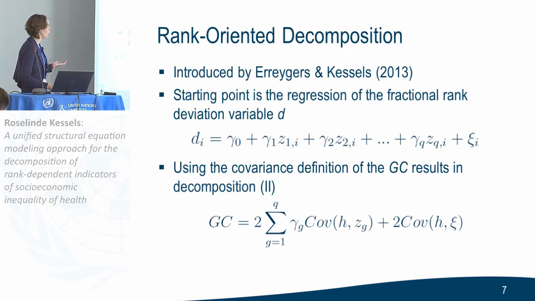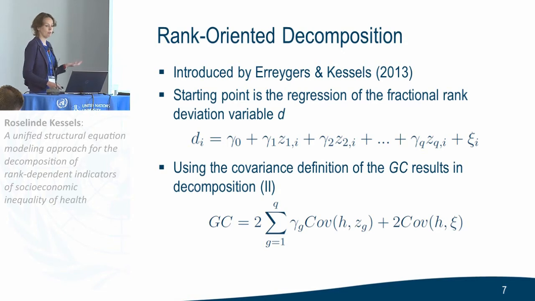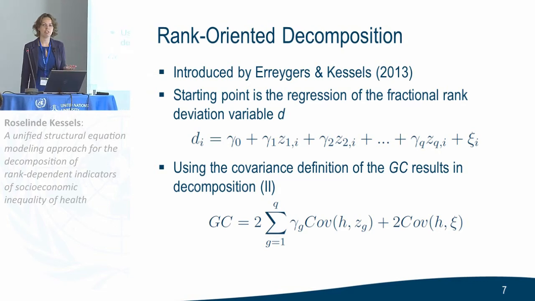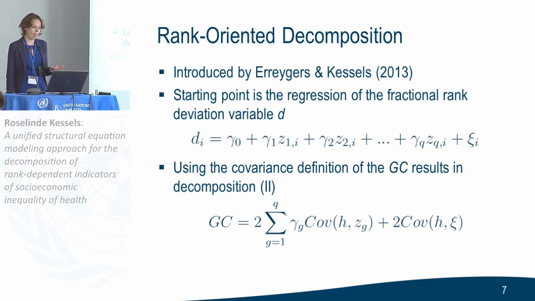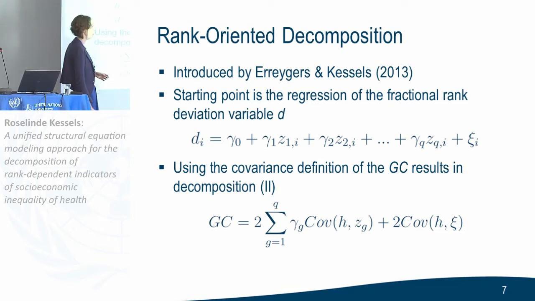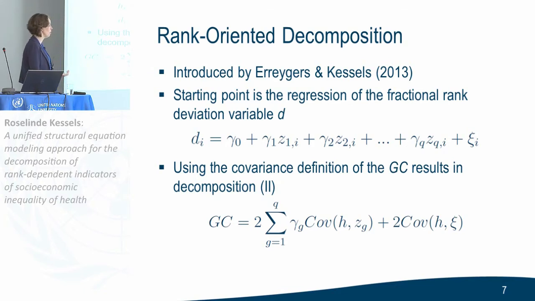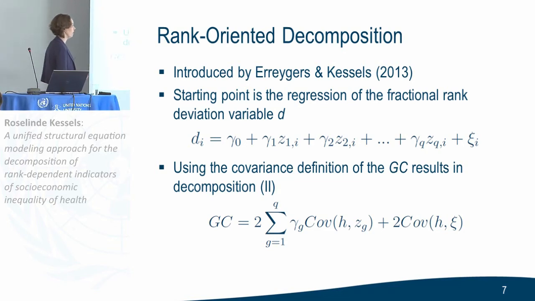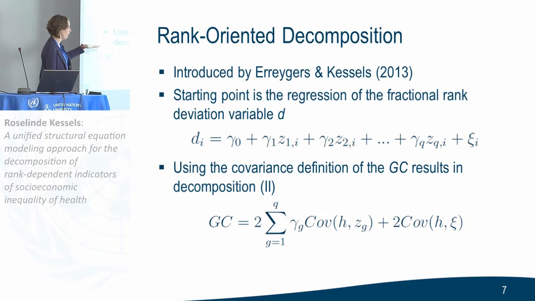Now, since our measure, our socioeconomic inequality of health concept, is bivariate, we can just as well regress both H and D simultaneously by means of a bivariate multiple regression model. And we have done so in previous work of ours. Typical for this bivariate multiple regression model is that we have used the same set of P explanatory variables, S1 up till SP. So the explanatory variables both for H and D are the same. And doing some mathematics using the covariance definition of the GC, we obtain the following decomposition.